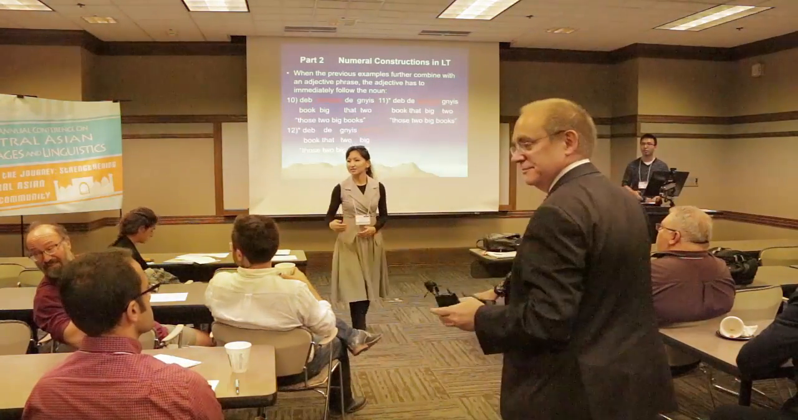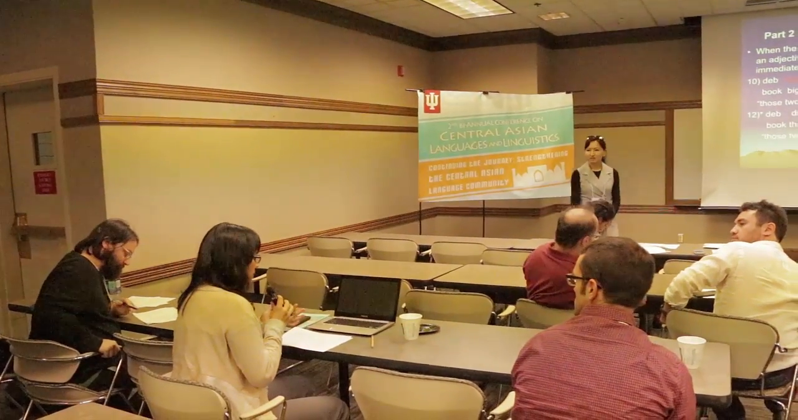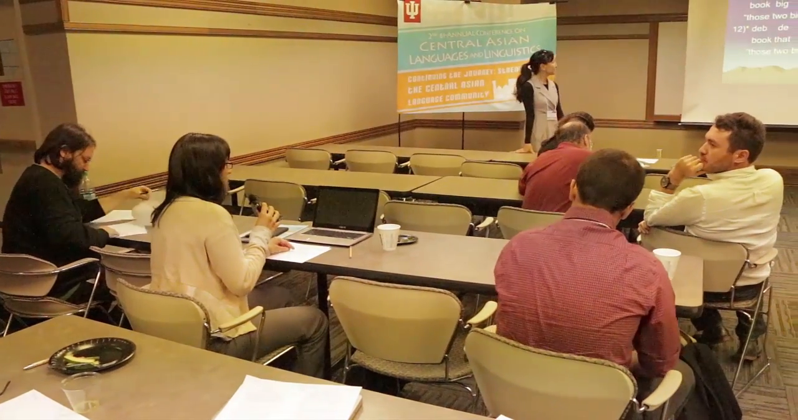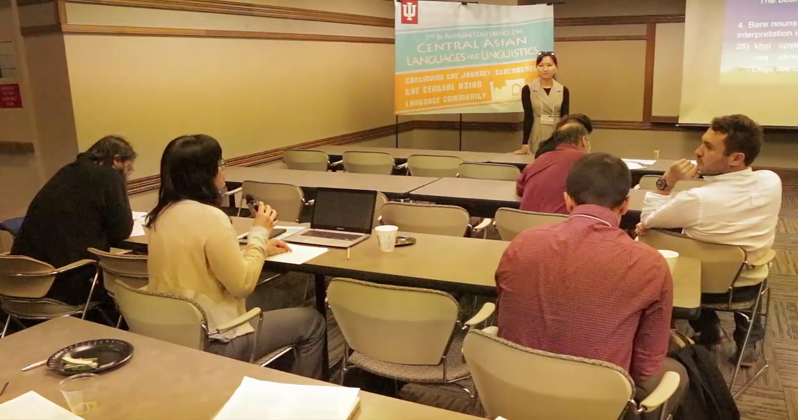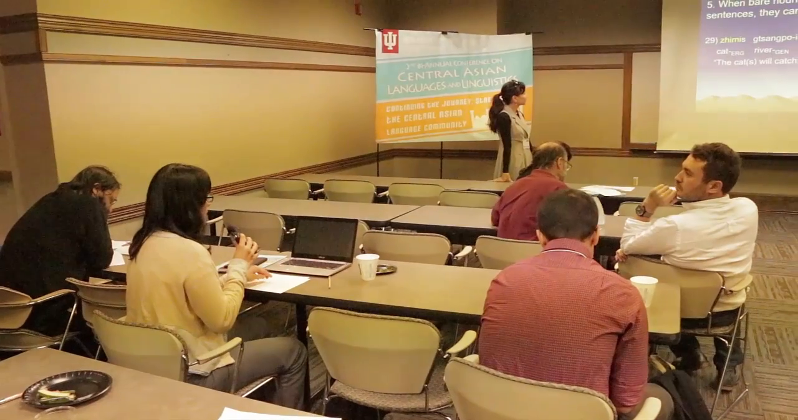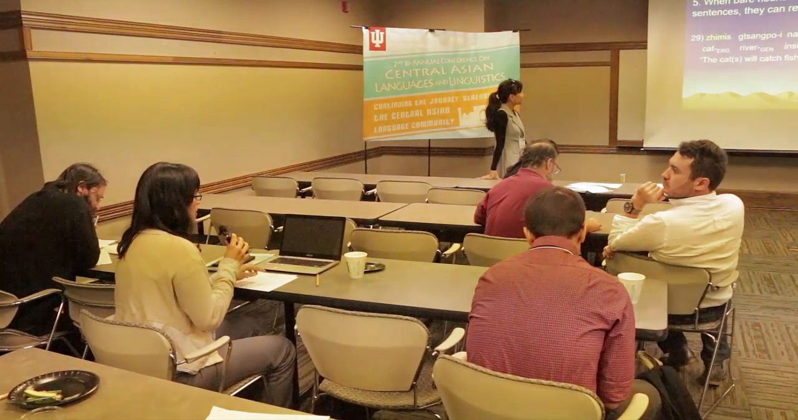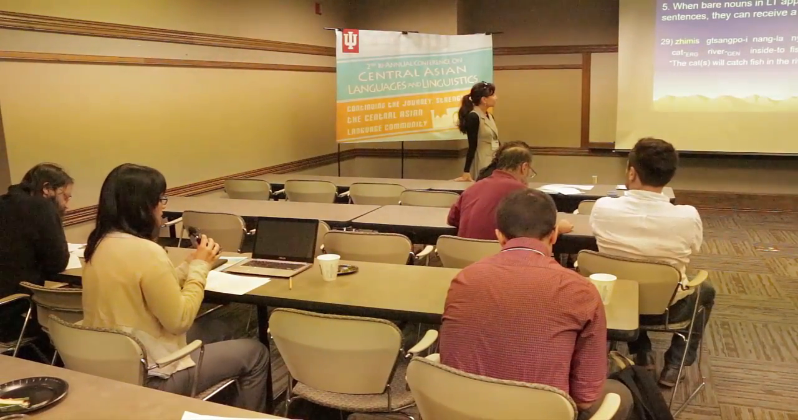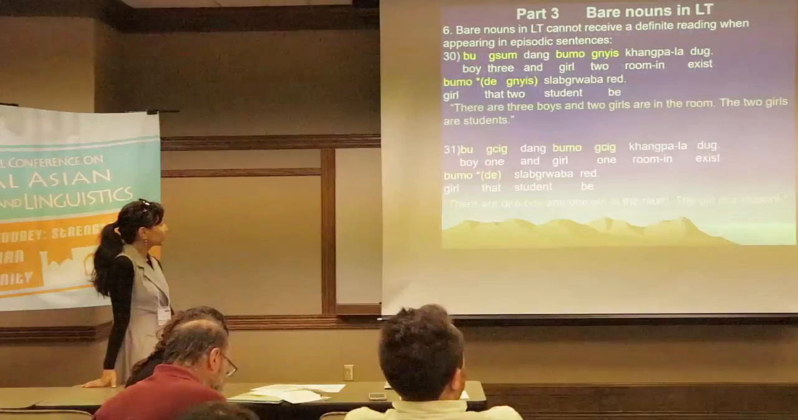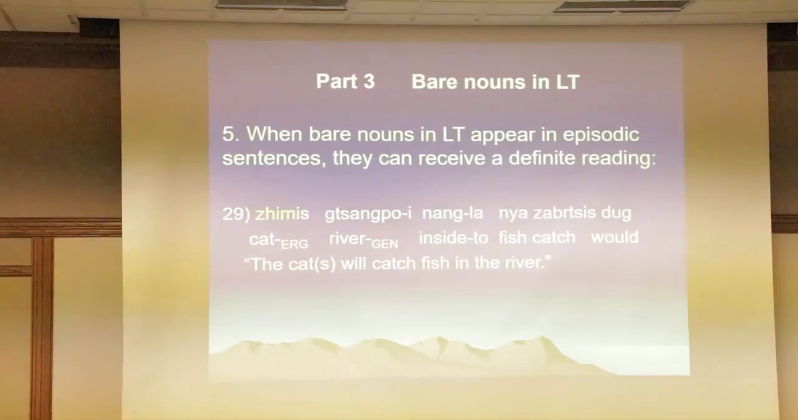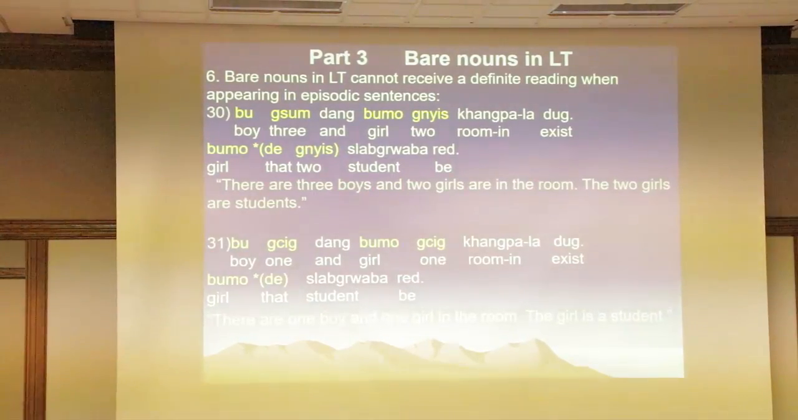Any questions? Yes, please. This is just a clarification question between examples 29 and 30. For 29, it seemed you said when bare nouns appear in episodic sentences, they can receive a definite reading. And then for 30, you say when bare nouns appear in episodic sentences, they can't receive a definite reading, which is okay. What do you mean? Sorry.